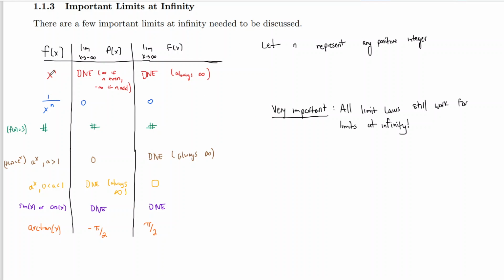And when we have x to the n, as we go towards infinity, as it goes to the right, it's always infinity. It doesn't matter what n is. Now, when you're going toward negative infinity, it does matter. If n is even, which we had for that example of 4, then it goes towards positive infinity. If n is odd, like 3, then it'll go towards negative infinity as we go to the left.